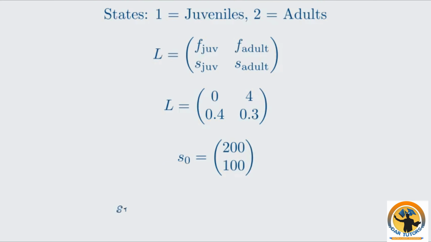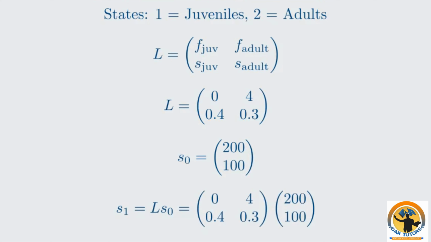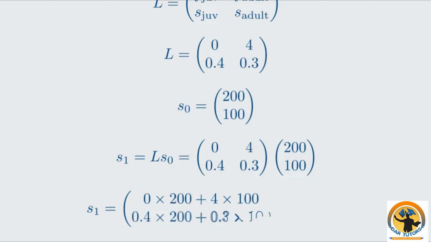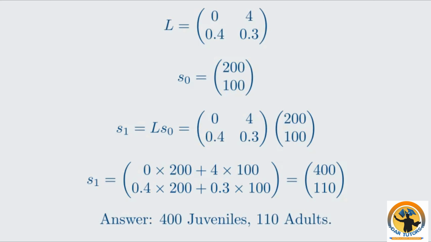We are given the initial population matrix S sub 0 equals 200, 100. To find the population after one step, we calculate L times S sub 0. Performing the matrix multiplication gives us 400, 110. So after one time step, there will be 400 juveniles and 110 adults. The population has grown.